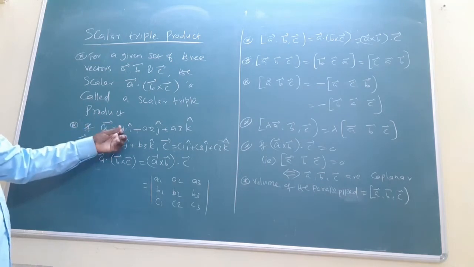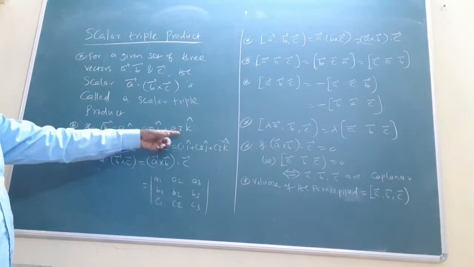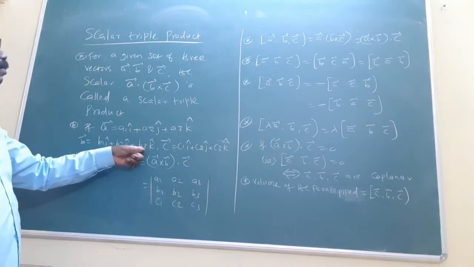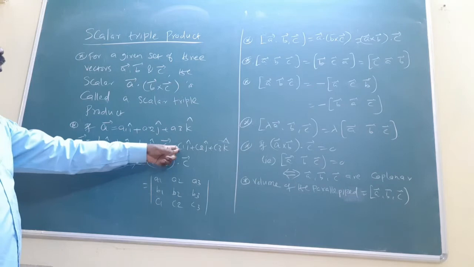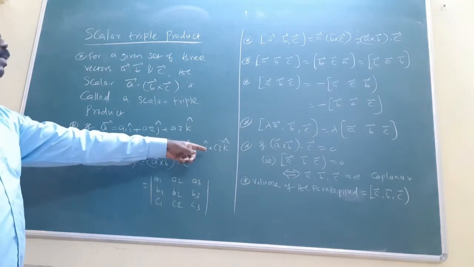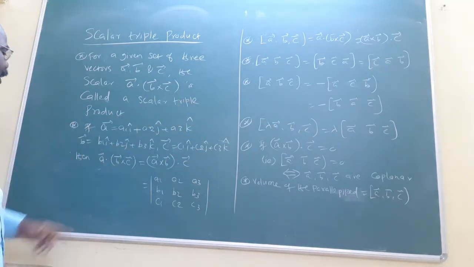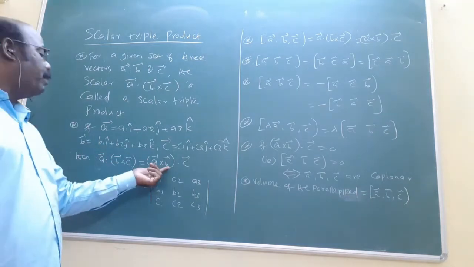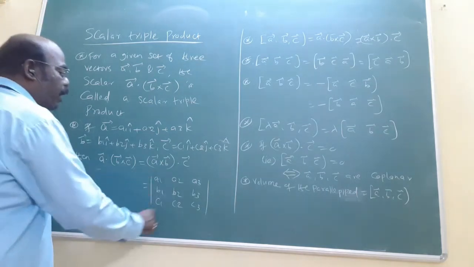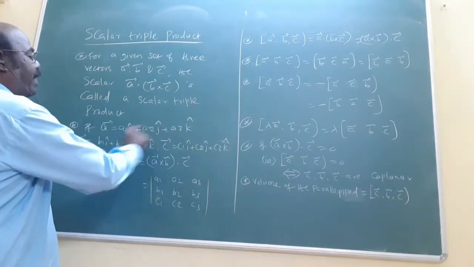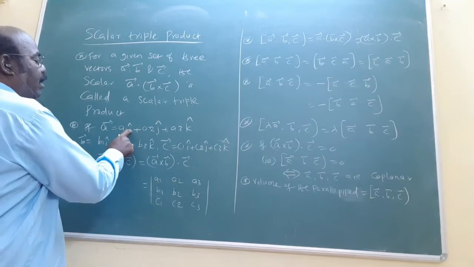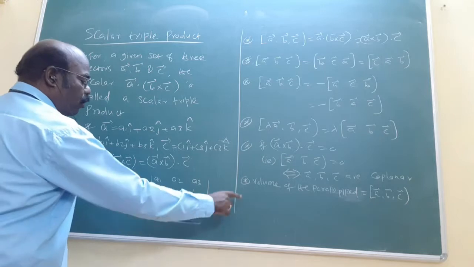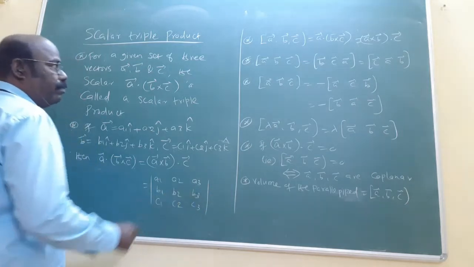If A vector equals A1 i cap, A2 j cap, A3 k cap, B vector equals B1 i cap, B2 j cap, B3 k cap, and C vector equals C1 i cap, C2 j cap plus C3 k cap, then A dot B cross C, or otherwise A cross B dot C, means the determinant of the coefficients of i, j, k. What are the coefficients? A1, A2, A3, B1, B2, B3, C1, C2, C3.